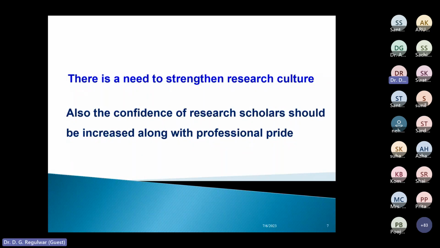Such culture should be developed even in the state institutes, in the universities. So developing the research culture is very much important. Also, the confidence of research scholars should be increased along with professional pride. The confidence of research scholars should be increased.